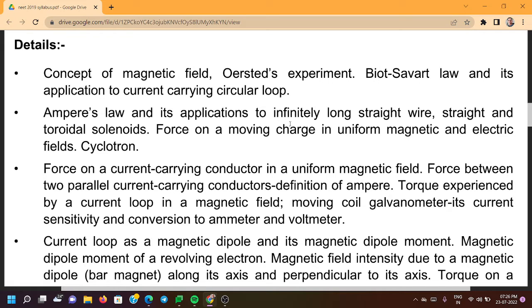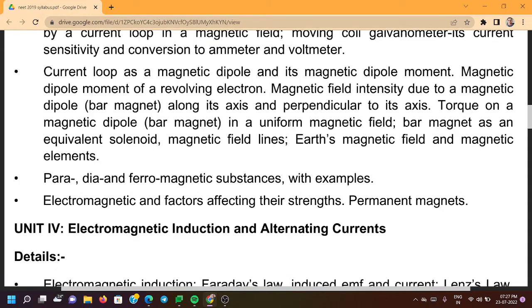Force on a moving charge in uniform magnetic and electric fields. Cyclotron. Force on a current carrying conductor in a uniform magnetic field. Force between two parallel current carrying conductors. Definition of ampere. Torque experienced by a current loop in a magnetic field. Moving coil galvanometer, its current sensitivity and conversion to ammeter and voltmeter.